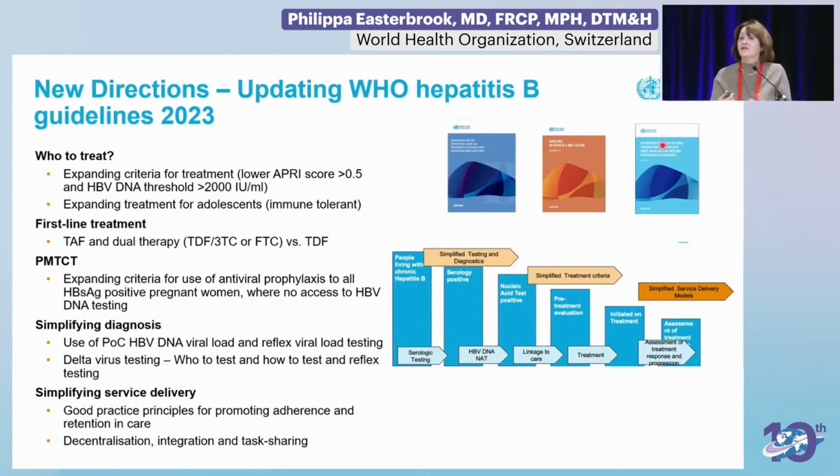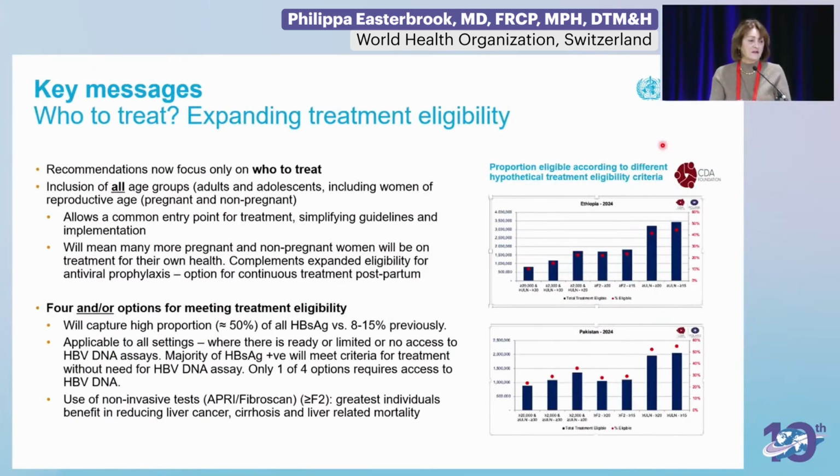The expansion of the eligibility for PMTCT, recognizing that lack of access to Hep B DNA meant in sub-Saharan Africa very few people were getting antiviral prophylaxis because they couldn't access Hep B DNA. So some relaxation of that approach. And then just as we did for the hepatitis C guidance, the use of point-of-care viral load and reflex viral load testing to really speed up that part of the cascade, and then looking for the first time at more simplified service delivery.